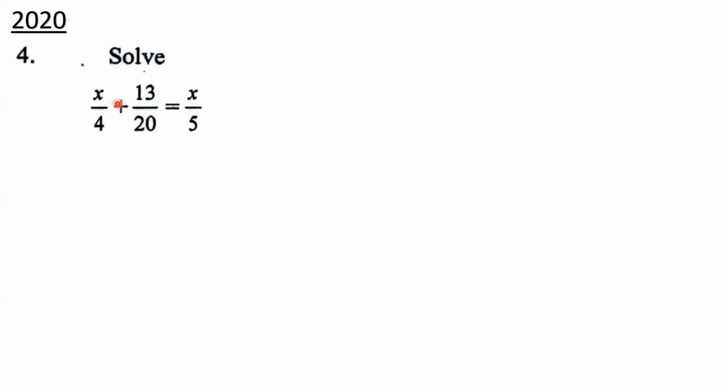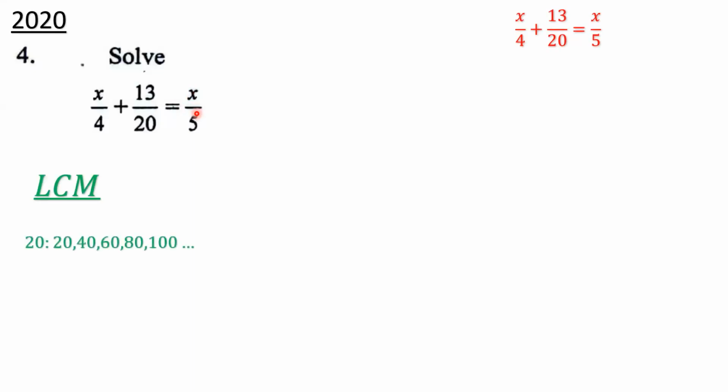This question says x over 4 plus 13 over 20 equals x over 5. The first thing that we must do is find the LCM. So we have to find the lowest common multiple of 4, 20, and 5. So let's list the multiples of 4, 20, and 5.